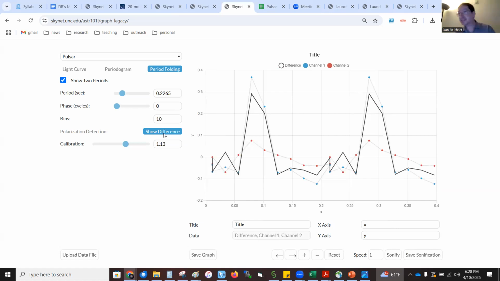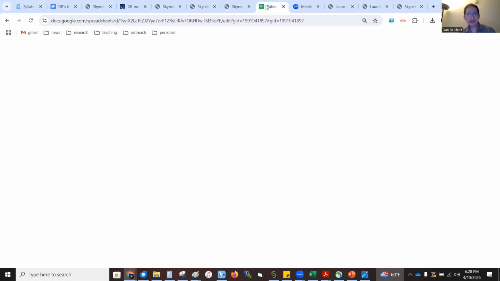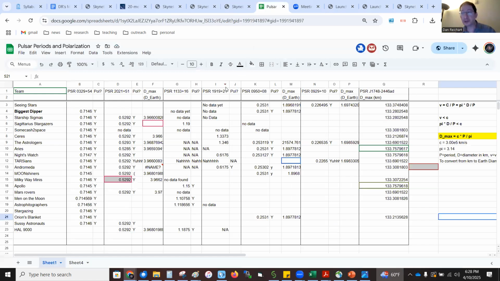Okay. In this data set, you may or may not detect it in yours. Then, as you're doing this, there's a spreadsheet. It'll be linked in the module guide, or your instructor will provide it. I just did this with my students today, so here are my student teams. Here's 0329 plus 54. They all detected it. You can see their measured periods, and they also marked, most of them saw polarization. And then here are the 5 other pulsars, and you can see which ones different teammates did.